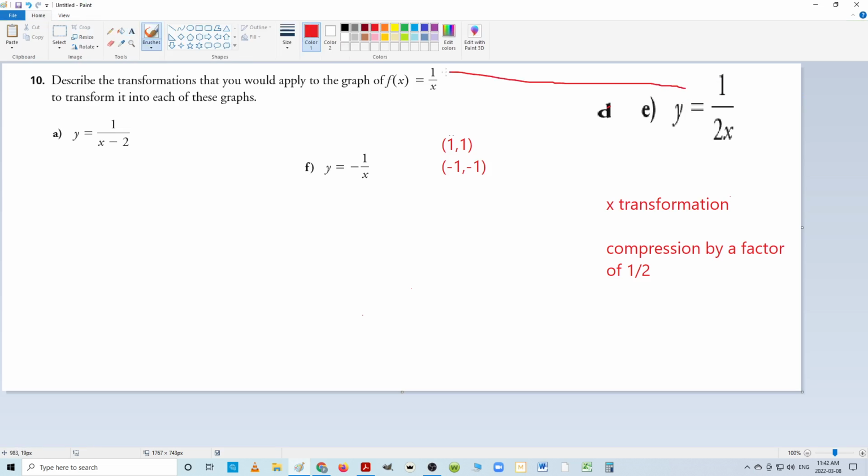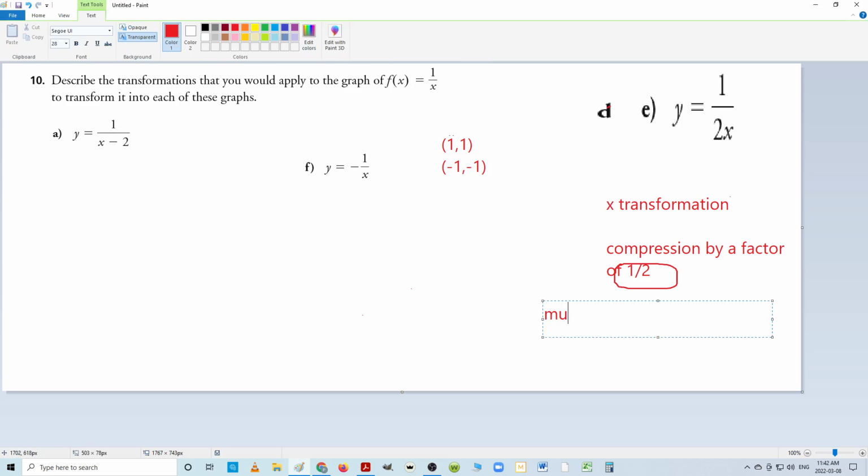which is right over here. And what has changed? All that's changed is that there's a 2 beside the X. Therefore, the 2 is affecting the X, not the 1 over 2. And that means it's a compression by a factor of 2, which means multiply all your X values by a half. So I'm going to get 0.5 comma 1 and negative 0.5 comma 1 comma negative 1.